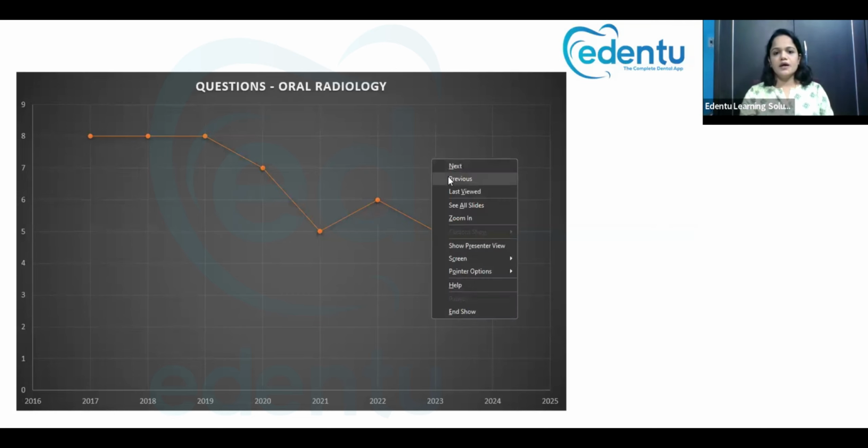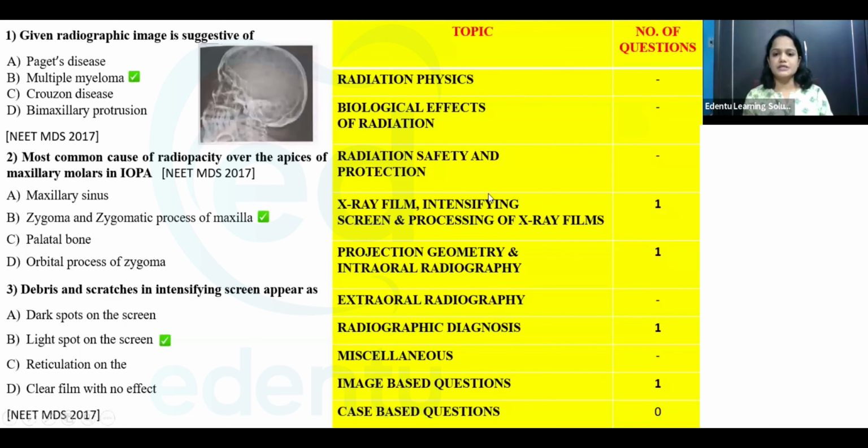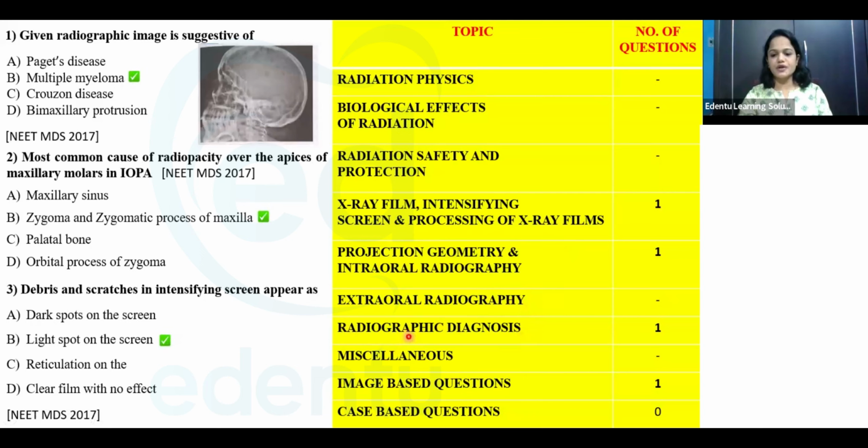Now let's look at the questions. These are the questions that were asked in the previous year question papers, and these are the major topics of the oral radiology subject. We will analyze each question and see which topic it belongs to. The first one is an image-based question based on diagnosis, so it mainly comes under the radiographic diagnosis topic.